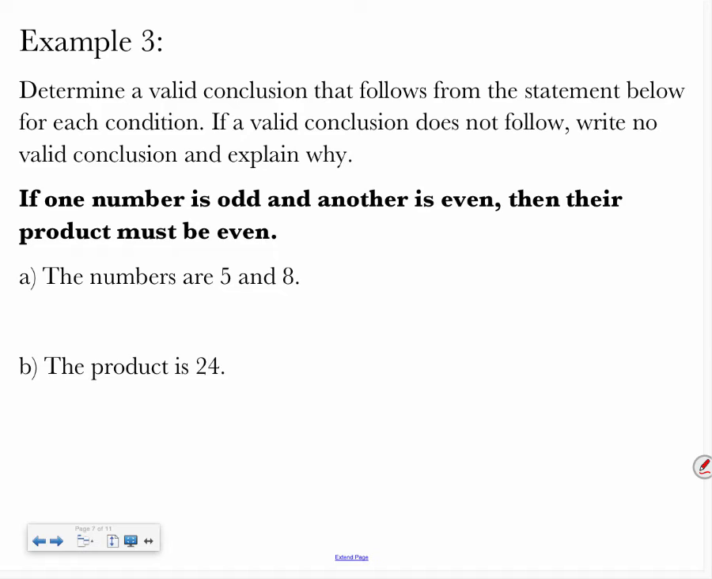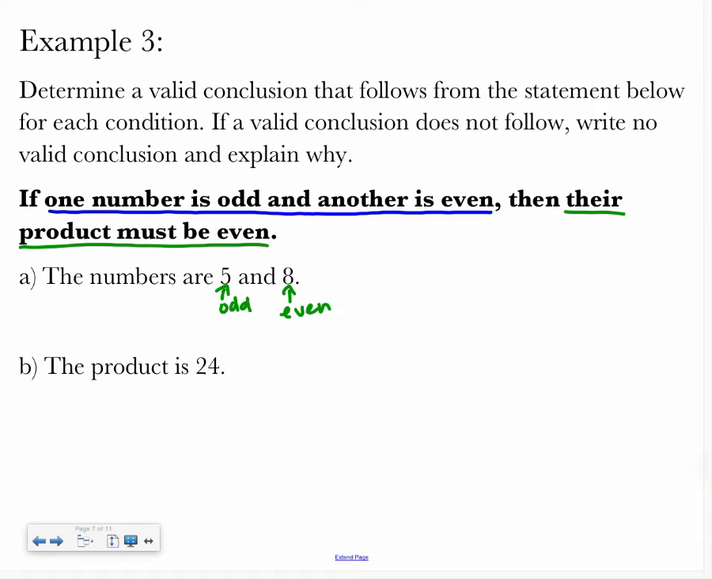Okay, so does that fit our hypothesis? Our hypothesis, one number is odd and another is even. Okay, so 5 we have odd, 8 we have even. Okay, so it meets the criteria for our hypothesis. Then their product must be even. Okay, so we have odd and even. And then if we do product, that's multiplication. 5 times 8 equals 40.